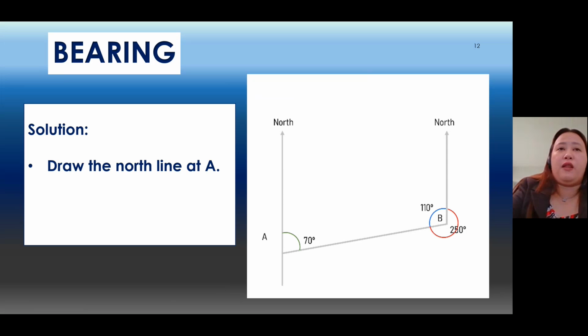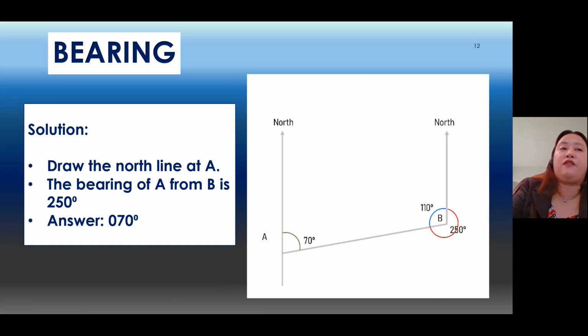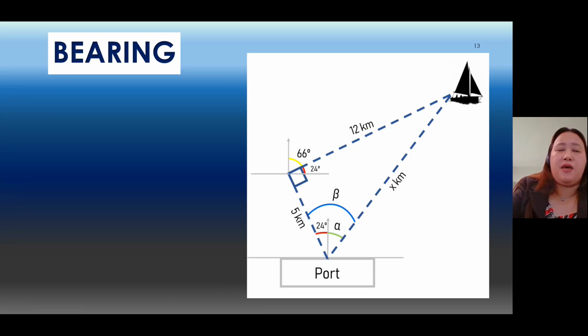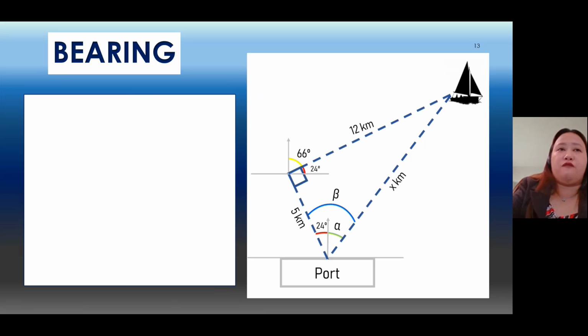So draw the north line at A. Then the given is the bearing of A from B, which is 250 degrees. And then we had the answer of 70 degrees. Next. So this is problem solving.